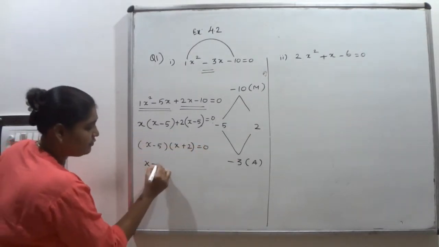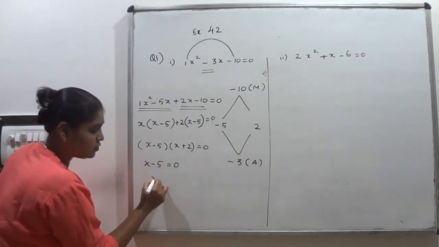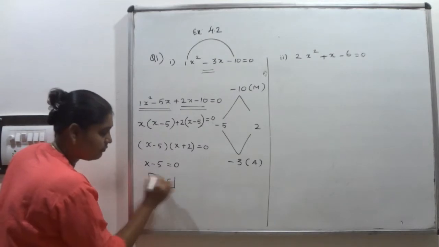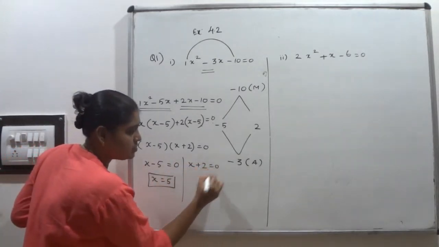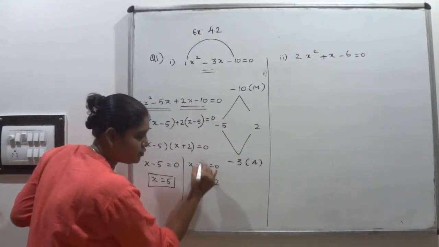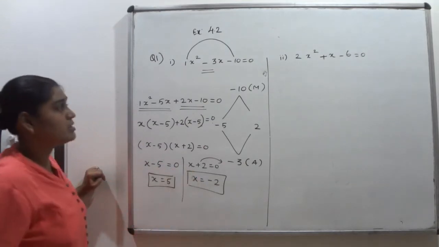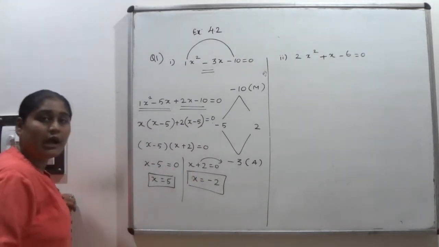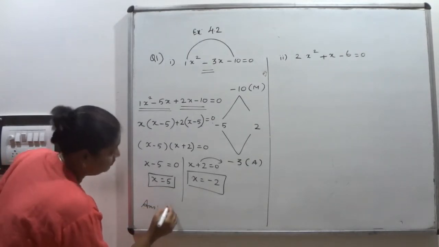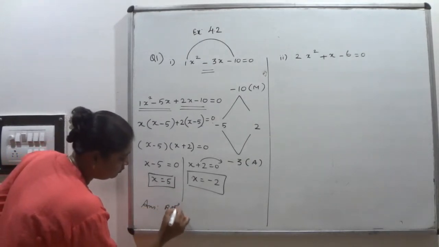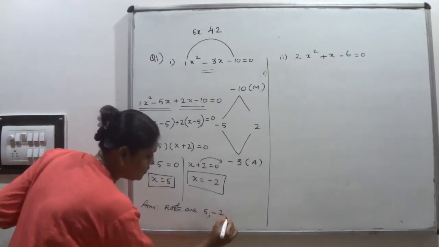So each factor you have to equate with 0. X minus 5 equal to 0, so you will get x is equal to 5. Okay. X plus 2 equal to 0, so I will get x is equal to minus 2, plus 2 goes aside. So what are the roots of this equation? X is equal to 5 and minus 2. So write it here. Roots are 5, minus 2.